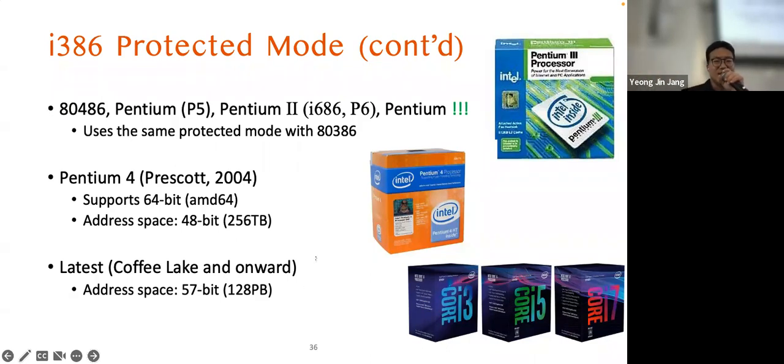That address space can support up to 128 petabytes. Could it be extended to 63 bits? No, I believe this is the maximum number of bits that they can support. And if we need more memory than 128 petabytes, then we might need 128-bit registers for the CPUs.